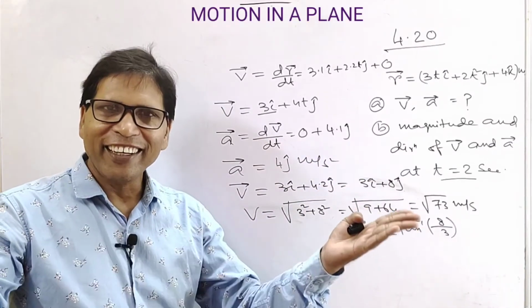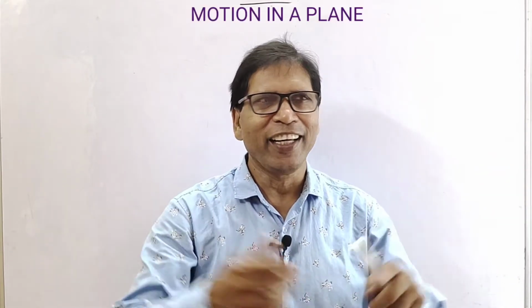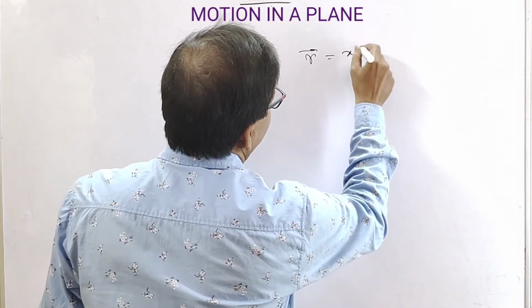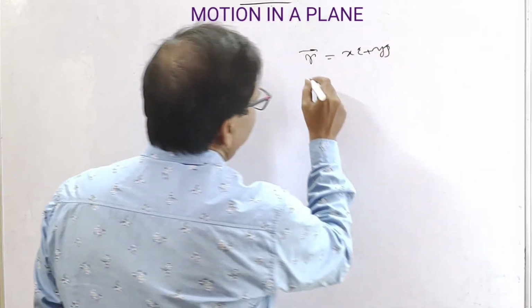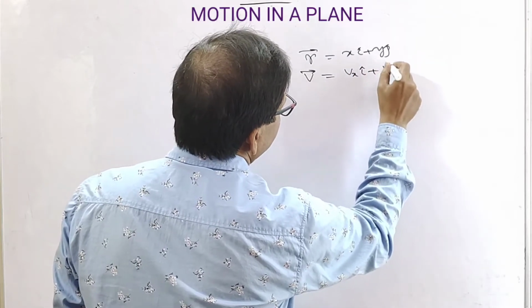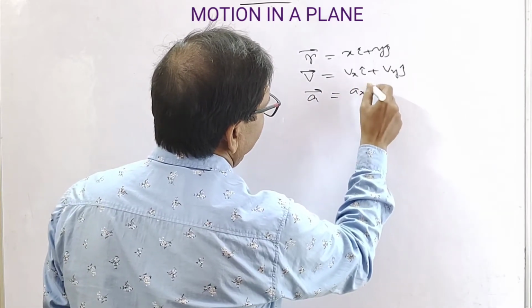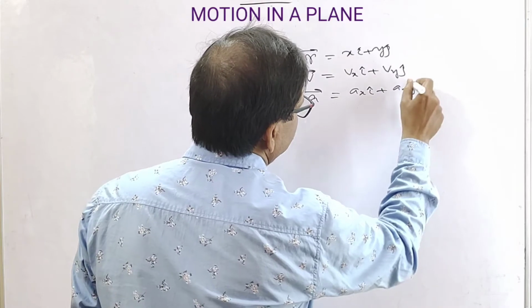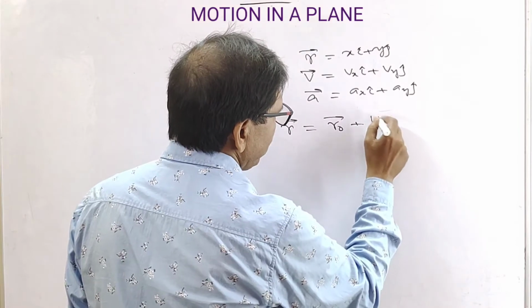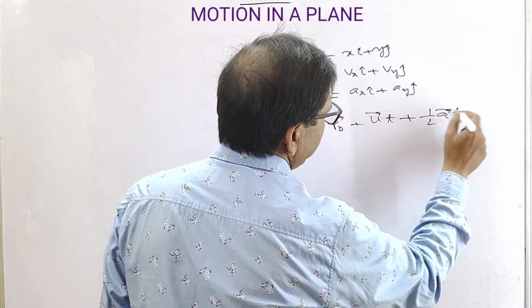Understood? Next. Now the equation of motion of a particle in a plane. Here r vector is equal to x i cap plus y j cap. Velocity vector v equals vx i cap plus vy j cap, and acceleration vector is ax i cap plus ay j cap. Now position vector r equals r naught plus u vector t plus half a vector t².